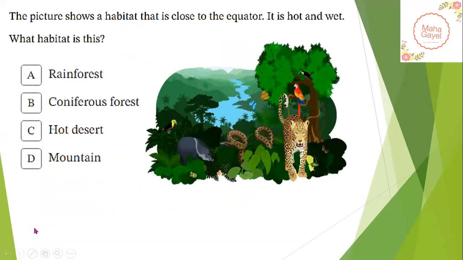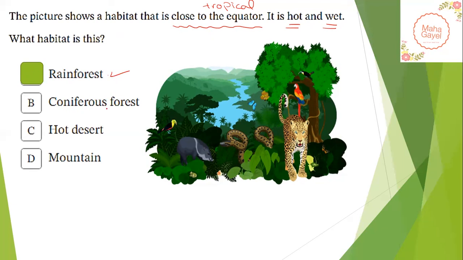Okay, let's see this question. The picture shows a habitat that is close to the equator. Do you remember the word tropical? Yes. So close to the equator means tropical. It's hot and wet. What habitat is this? This is a very easy question. We all know that they are the rainforests.